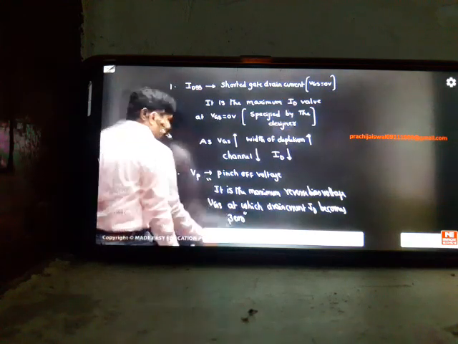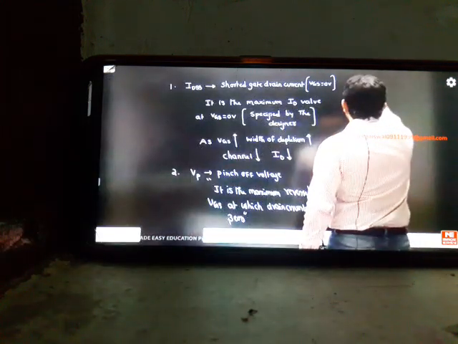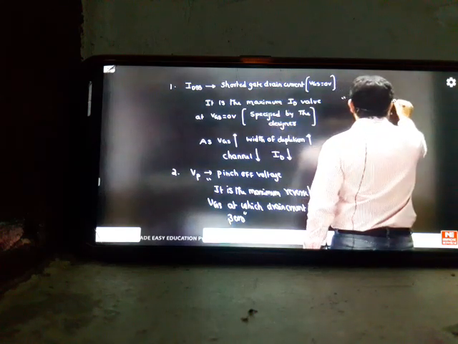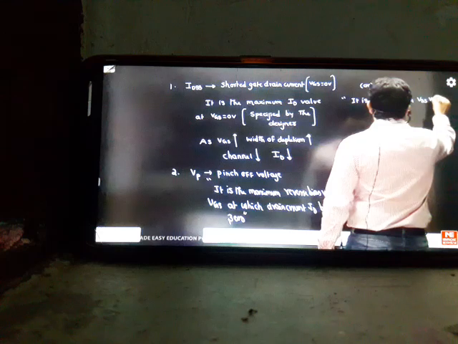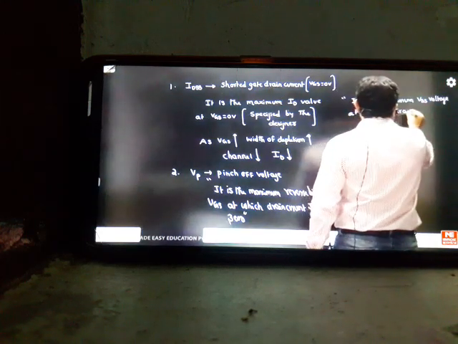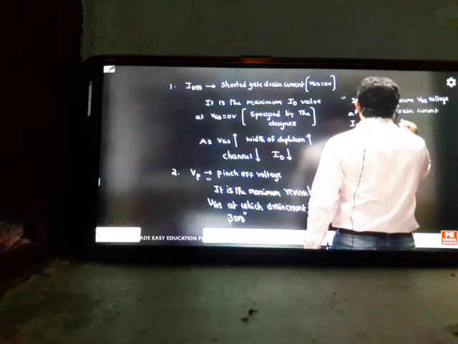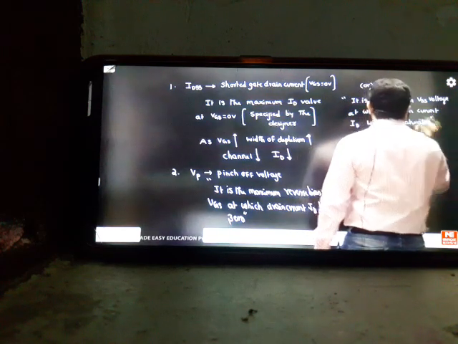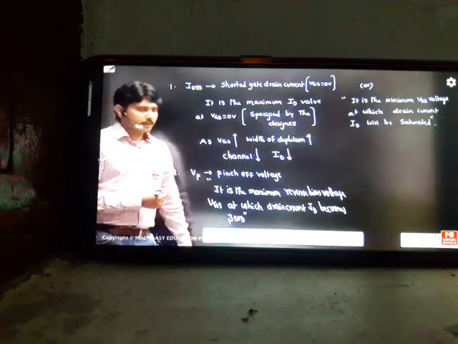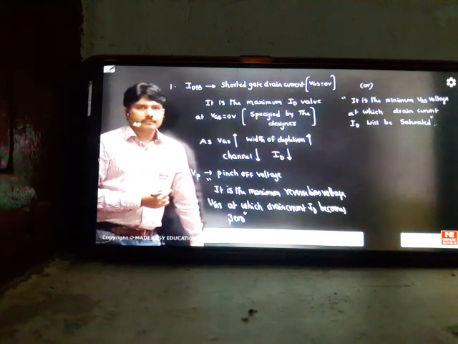This is one way of writing the definition. It is the maximum reverse bias voltage at which the drain current ID becomes 0. Another way of writing the same definition: it is the minimum VDS voltage at which drain current ID will be saturated. Some people will get confused about these definitions. Try to see that both are telling the same information.